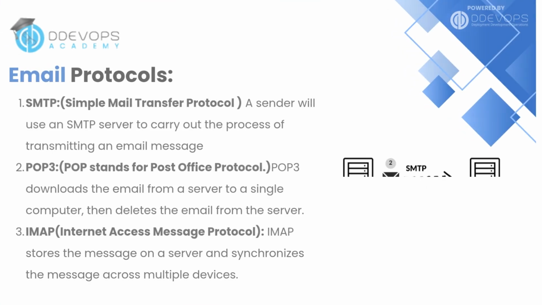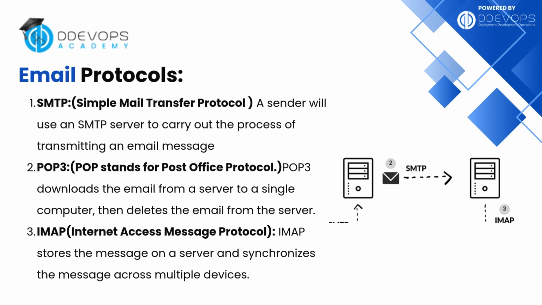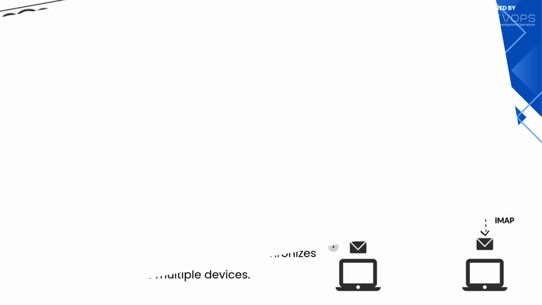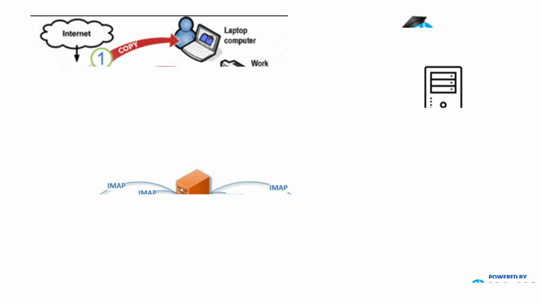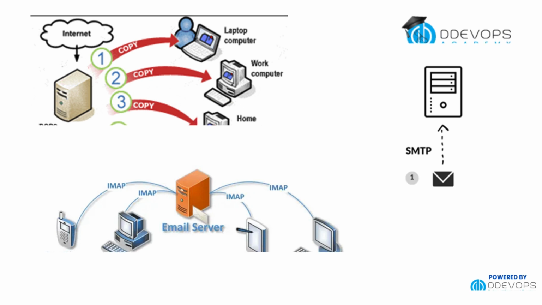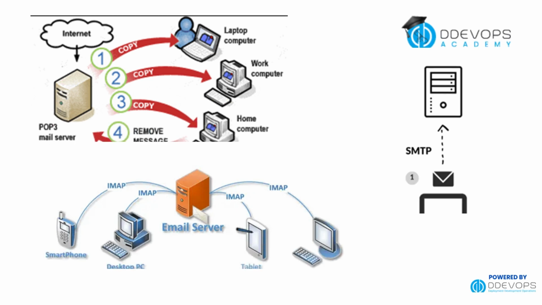Email Protocols: SMTP, POP3, IMAP. SMTP, Simple Mail Transfer Protocol, is used for sending emails from the sender's device to the mail server or recipient. POP3, Post Office Protocol, downloads emails from the server to your computer and removes them from the server, so emails stay only on that one device. IMAP, Internet Message Access Protocol, keeps emails stored on the server and syncs them across multiple devices, so you can access the same inbox anywhere.